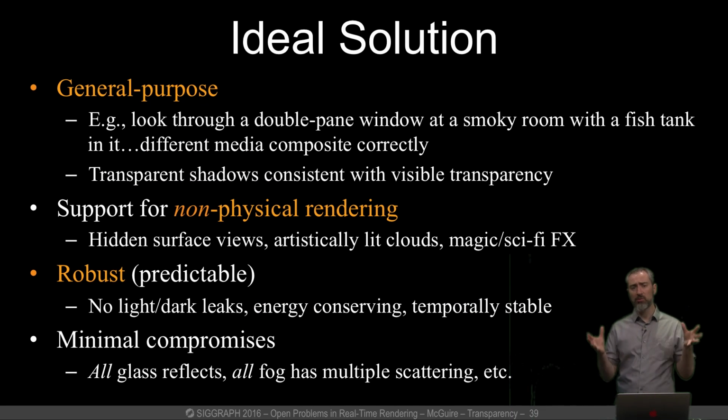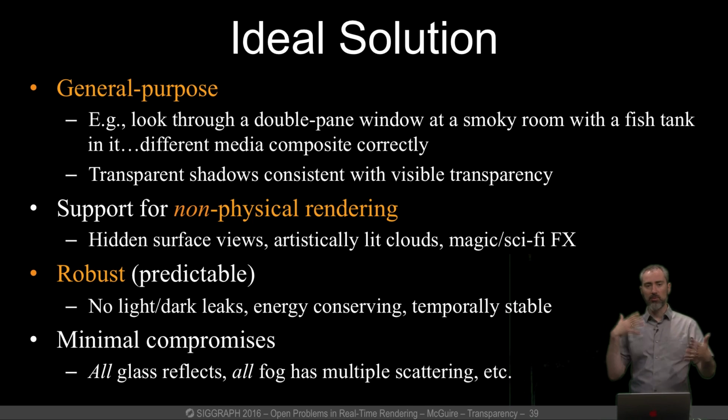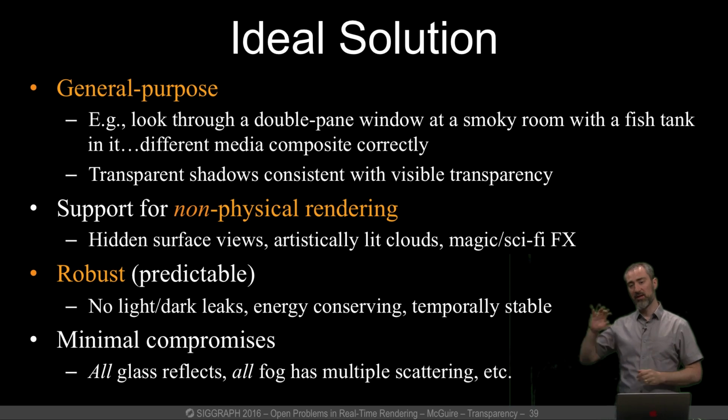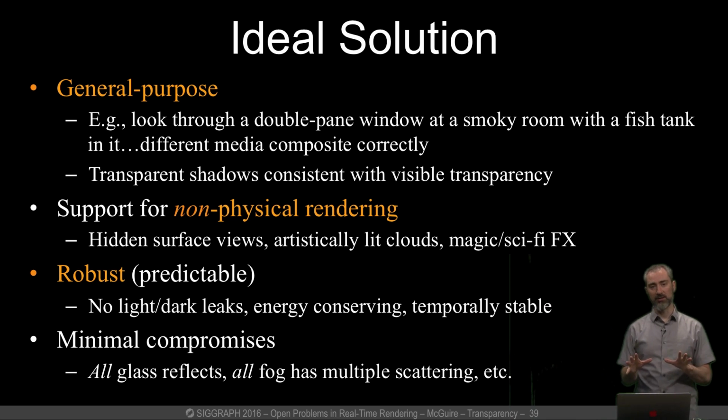We would like a general purpose solution. We'd like to be able to look through a double pane window at a smoky room with a fish tank that's many different kinds of transmissive and partial coverage materials and just have it all composite correctly. We don't want to have to flag water as a special case and glass as a special case and fog and have different rendering algorithms for all of those. So in the limit, that's where we'd like to be.